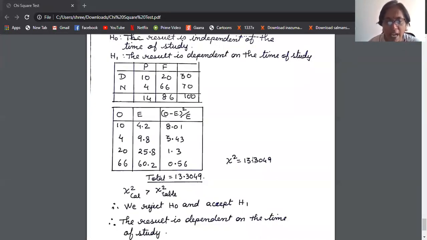Now next, at the 0.01 level, chi-square calculated is less than chi-square table, because I assume that the chi-square table value is 15.5. So 13.3 is less than 15.5. So at the 0.01 level, chi-square calculated is less than chi-square table. So we accept H naught.